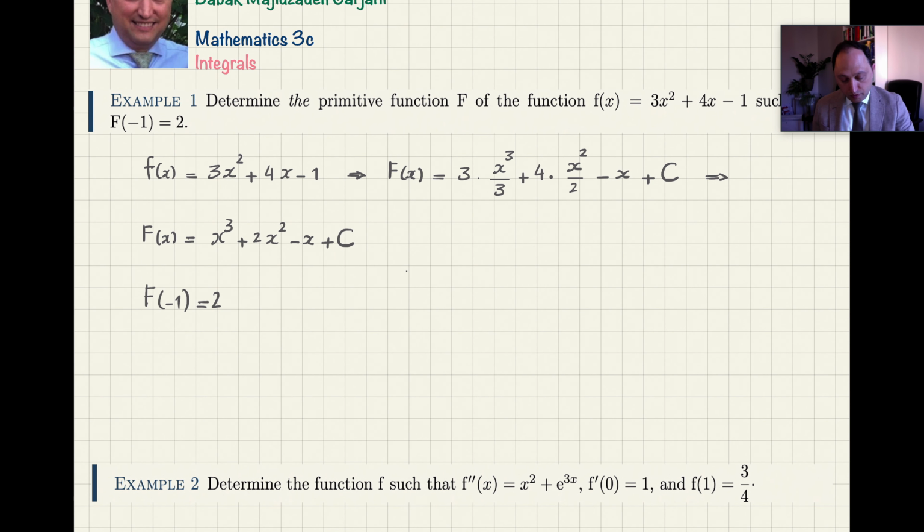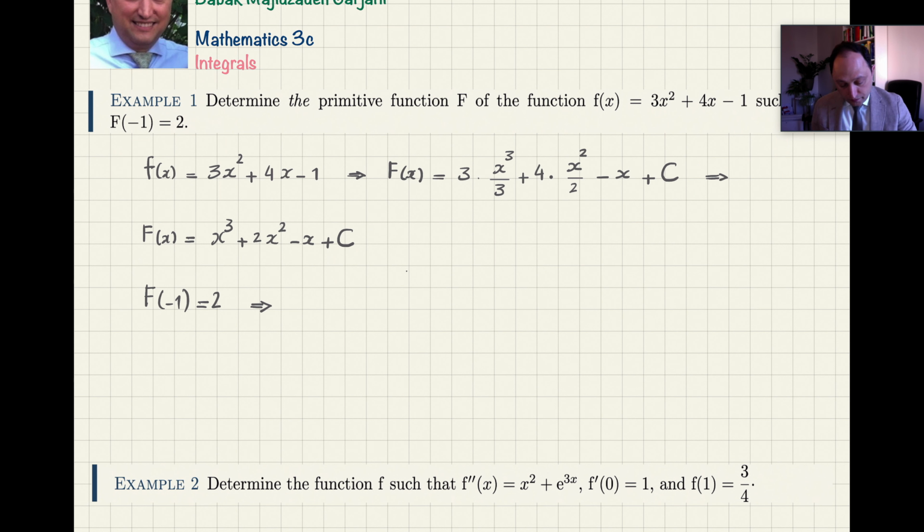Okay, so it means that instead of x I put minus 1, and instead of f I put 2, and then you see that there will be an unknown left, and that is capital C. You solve that equation, find your C, put it back in your function, that would be your answer. So this is the strategy that we will use.